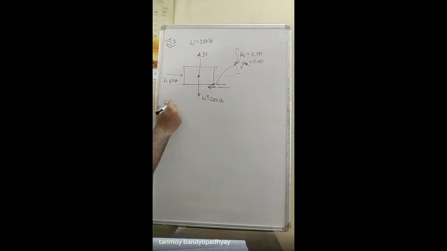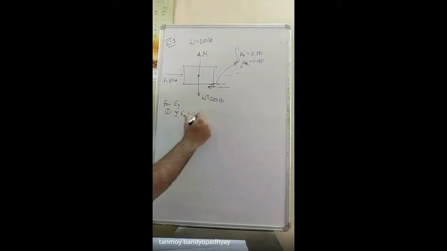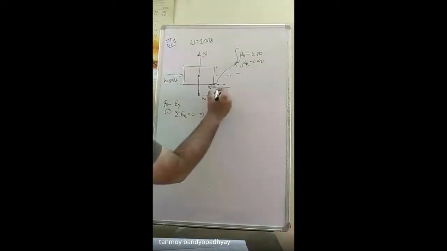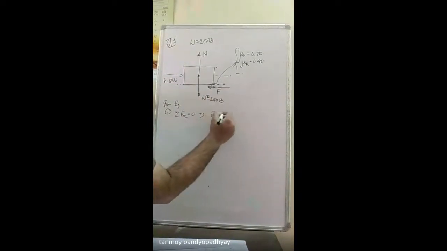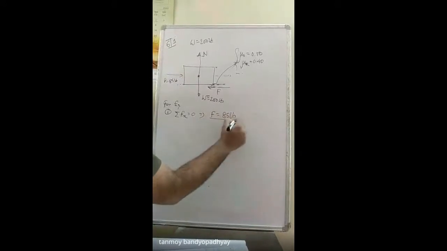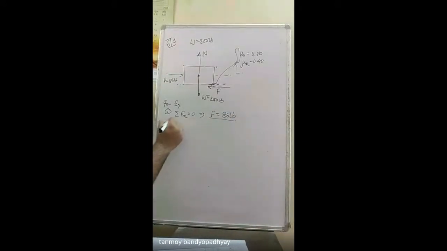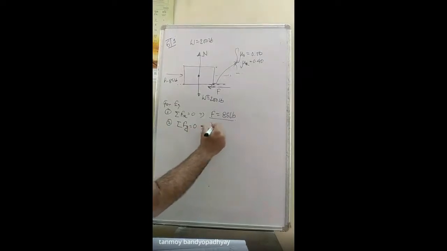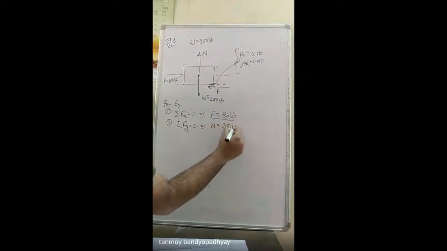Now, just write down. For equilibrium, we have to make sigma Fx equal to 0. If we do that, this frictional force, if I call it F, will be equal to 85 pounds. And if I do a vertical balance, sigma Fy will be equal to 0, so we will have N equal to 200 pounds.